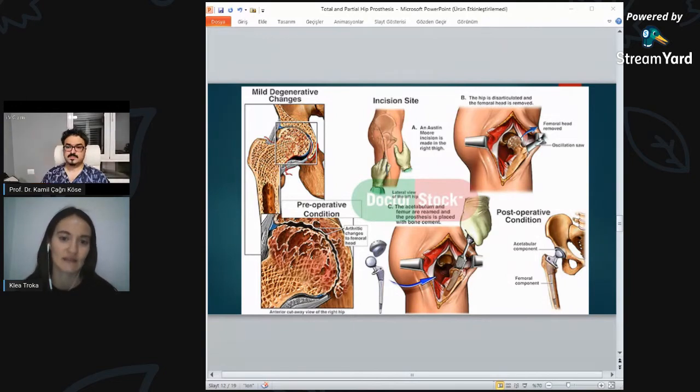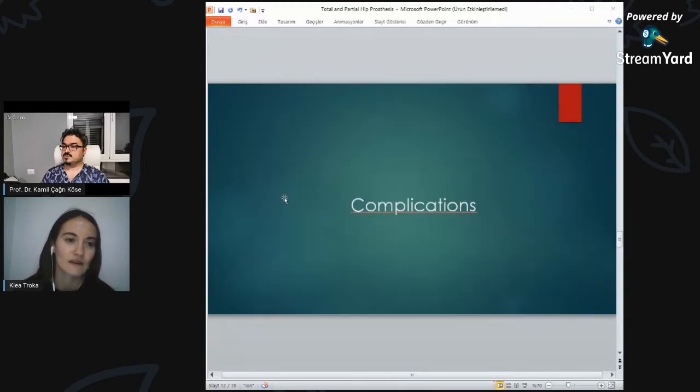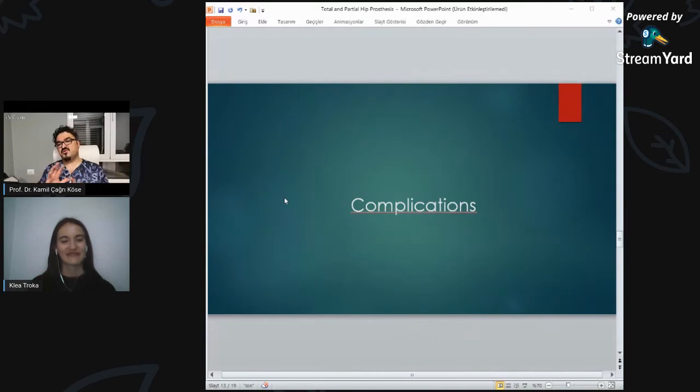the joint. Okay. So, before talking about the complications, I want to talk about the post-operative care of these patients. I mean, how we rehabilitate the patients, when they walk, how much can they walk?